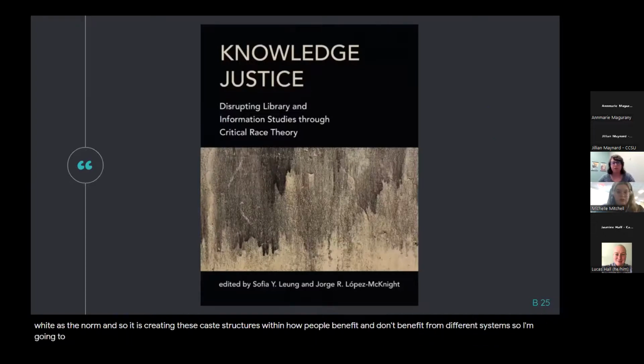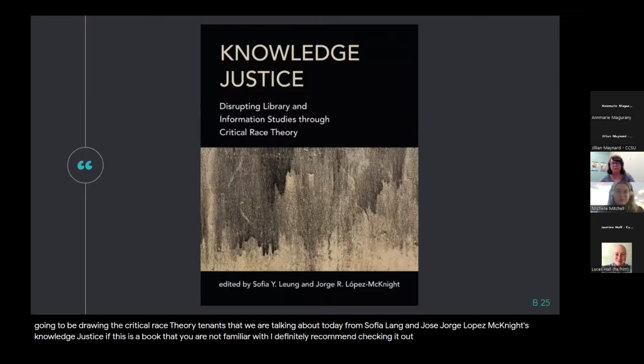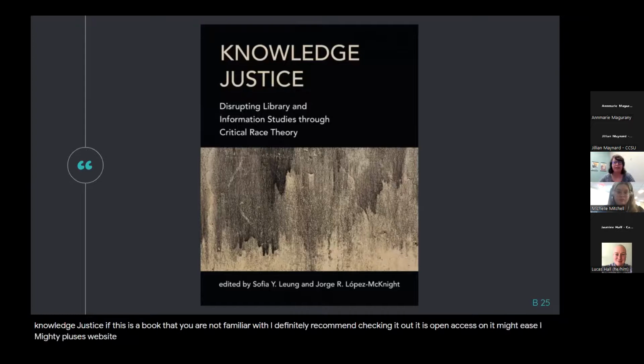So I'm going to be drawing the critical race theory tenets that we are talking about today from Sofia Leung and Jorge López-McKnight's Knowledge Justice. If this is a book that you are not familiar with, I definitely recommend checking it out. It is open access on MIT Press's website. And so I'm going to draw, again, the tenets that we talk about from their introduction, and they give a great introduction overview of critical race theory as well that would be good to read.